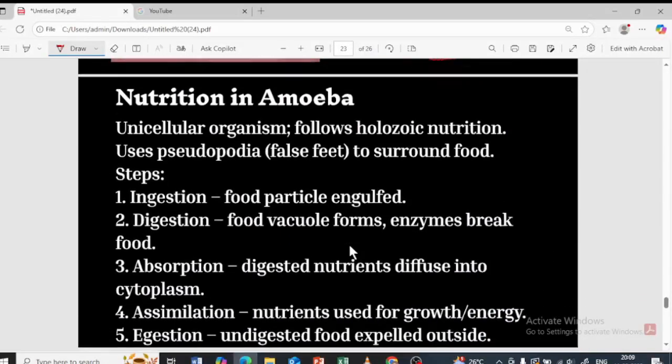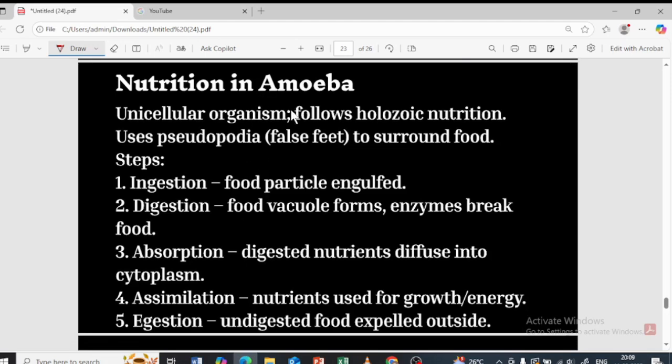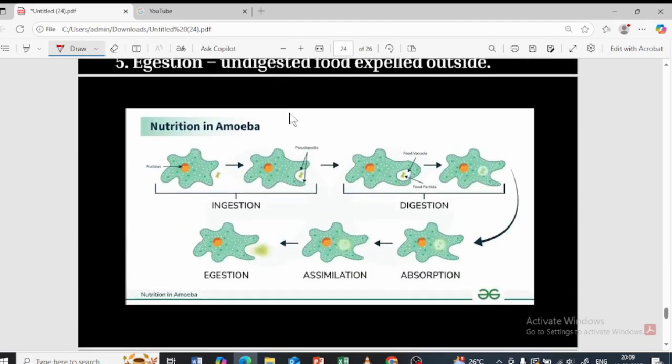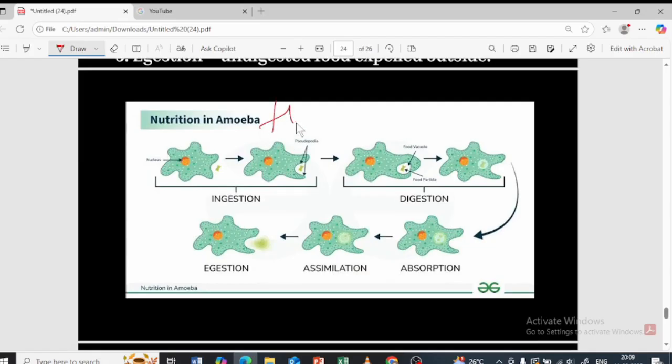Yes. Okay, next is about the nutrition in amoeba. How exactly is the nutrition going to take place in amoeba? Amoeba undergoes holozoic nutrition. Holozoic means what? They will engulf the food inside, then they will digest the food. So it undergoes holozoic nutrition.